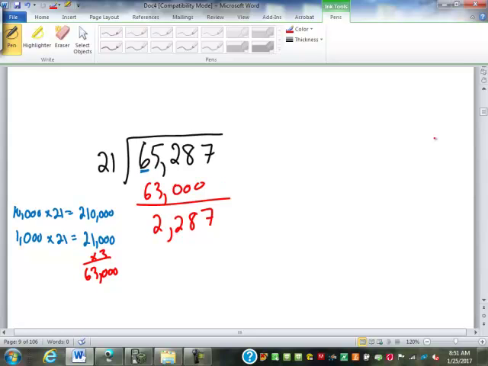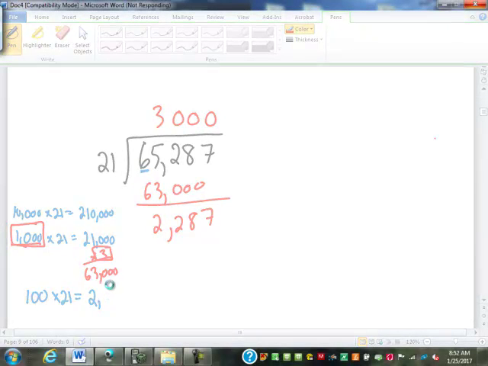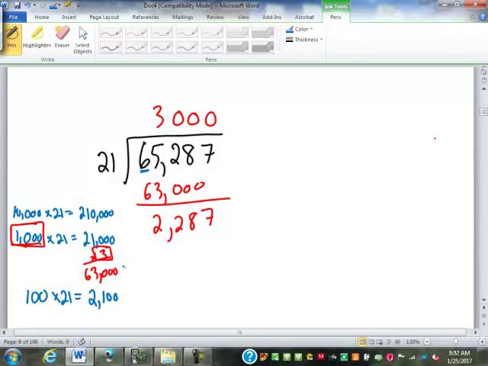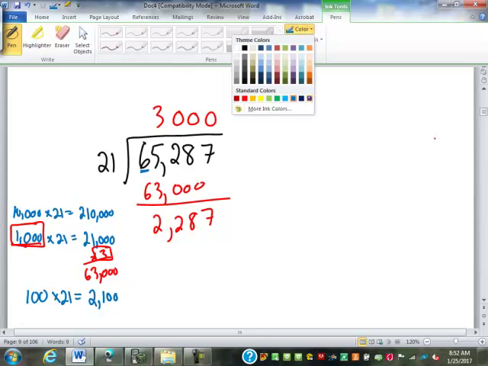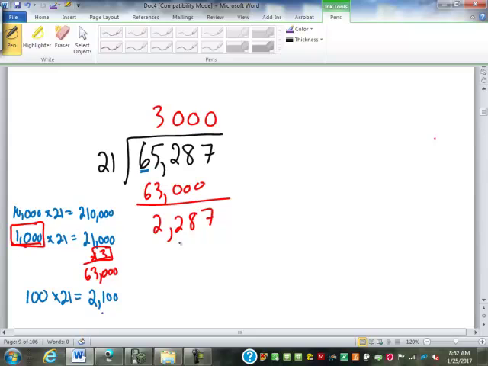How many times did I just subtract the 21? Well, I did a bundle of 1,000 3 times. So 1,000 times 3, I subtracted it 3,000 times. 3,000 times 21 is 63,000. Next place value is 100. 100 times 21 is 2,100. Can I subtract that from what's left? Yes, I can. It looks like I should be able to do it just once, right?